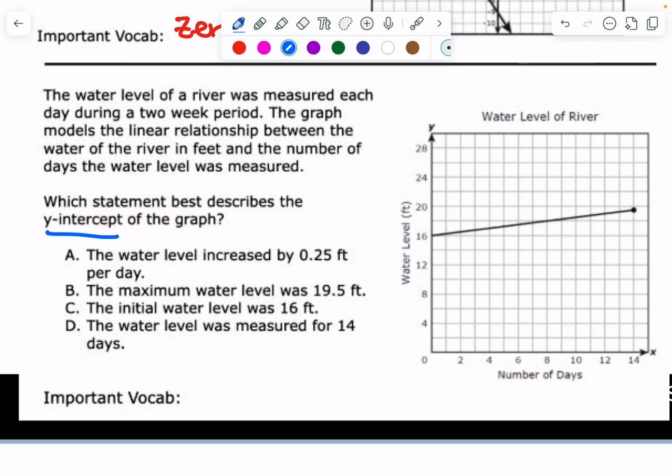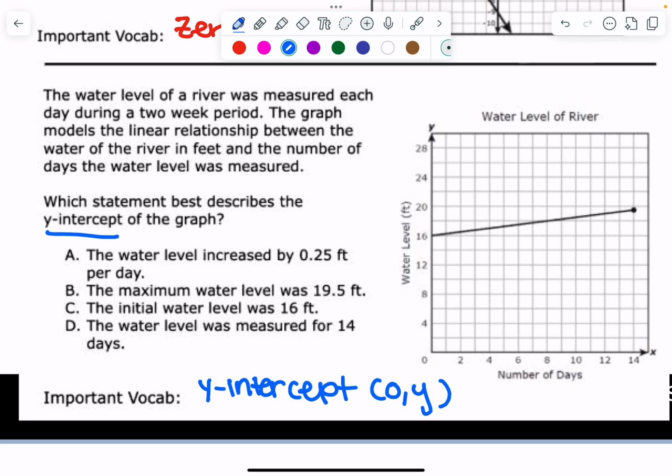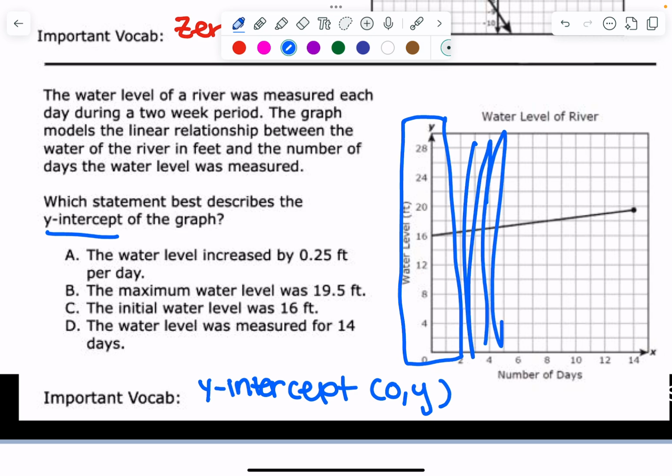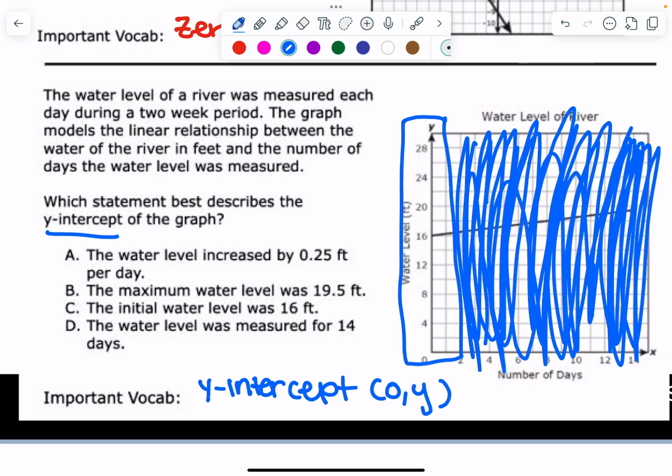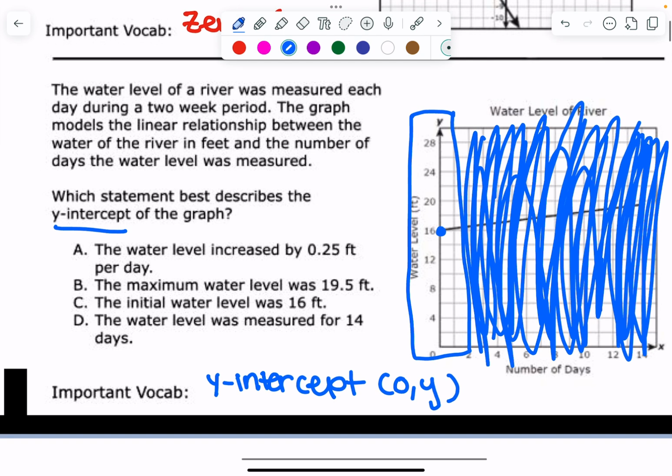So my important word is y-intercept. Y-intercept, 0, y. And I want to look at my y line. That's it. I want to ignore the rest of the graph. I don't care about anything else. When it says y-intercept, I'm looking at the y-axis. And I touch 16. The answer that has 16 in it is C. That's my answer. We're done.